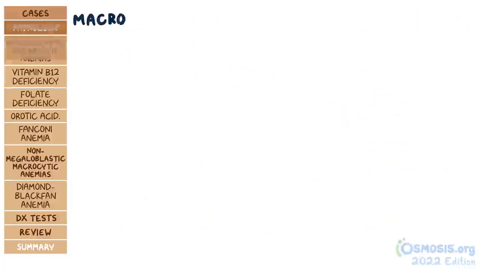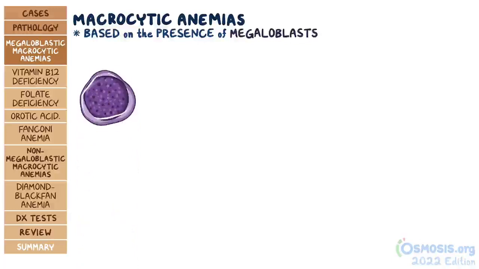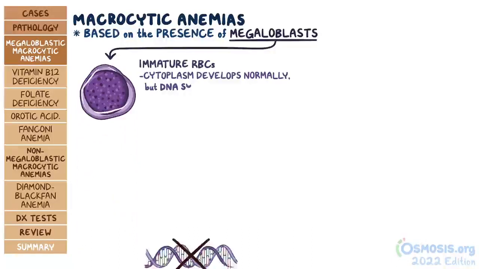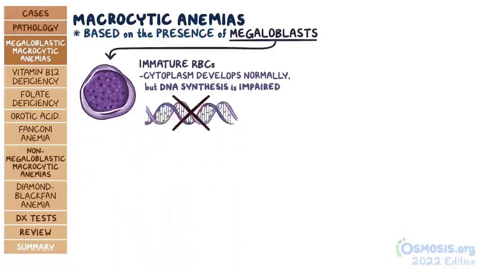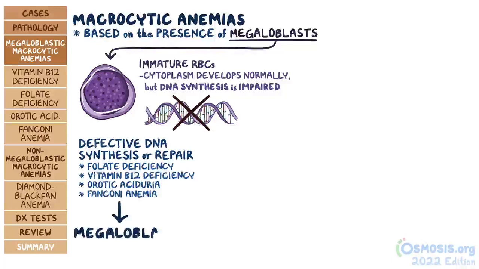Okay, macrocytic anemias can be classified based on the presence of megaloblasts. These are large, immature red blood cells produced when the cytoplasm develops normally, but the DNA synthesis is impaired and cell division is delayed. So when there's defective DNA synthesis or defective DNA repair, like in folate deficiency, vitamin B12 deficiency, orotic aciduria, and Fanconi anemia, there's megaloblastic, macrocytic anemia.